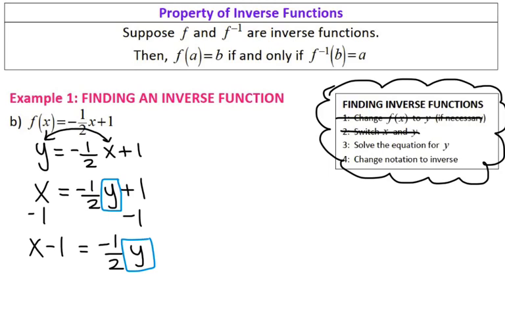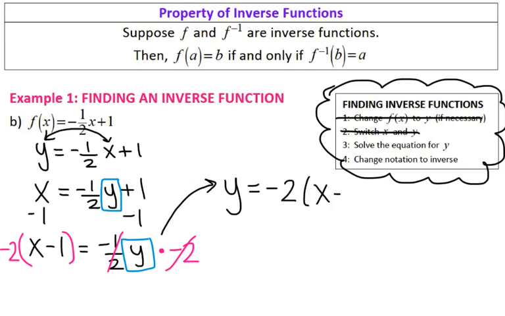But since we're dividing fractions, what you really do is you multiply by the reciprocal. So I'm going to multiply both sides by negative 2. When I do that, negative 1/2 times negative 2 gives me positive 1, which gets your y by itself. I'm going to go ahead and continue over here. So now I have y equals negative 2 times x minus 1. If you want to distribute the negative 2 into the parentheses, you can. You don't necessarily have to, since we're trying to solve the equation for y, and you have y by itself, you're pretty much done. So step 3 is done.